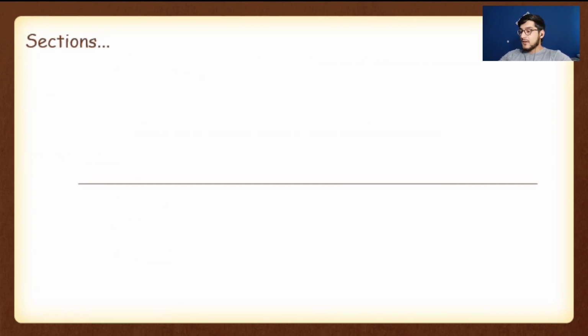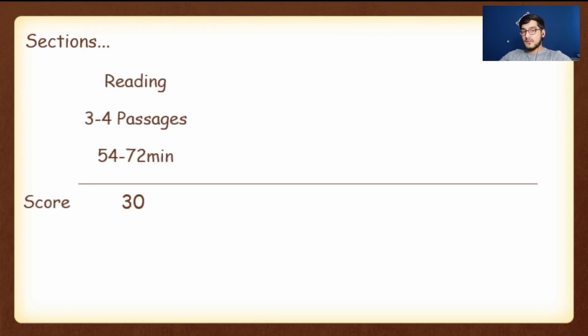Next is about the sections of the TOEFL. Usually there are 4 skills in each language, and it's the same for the TOEFL test. They have 4 sections for the 4 skills of language. The first section is reading. It comes with 3 to 4 passages. If it has 3 passages, it will last for 54 minutes. If it has 4 passages, it will last 72 minutes. It also has a total score of 30 for all the questions in the reading section.